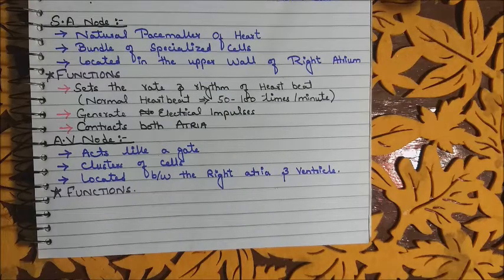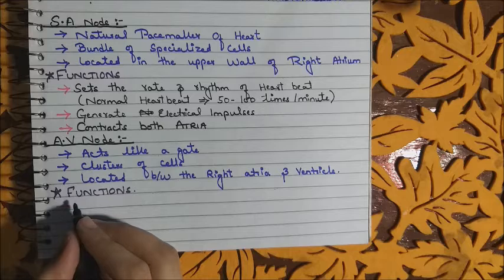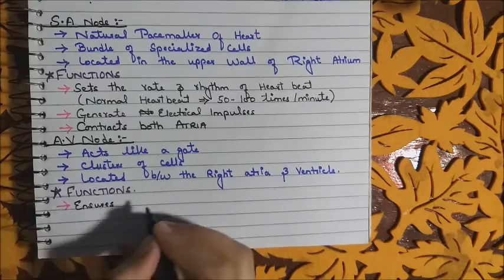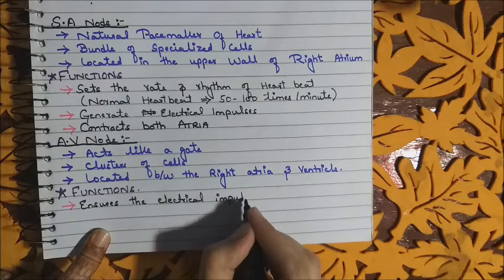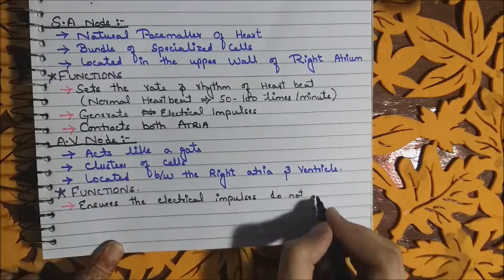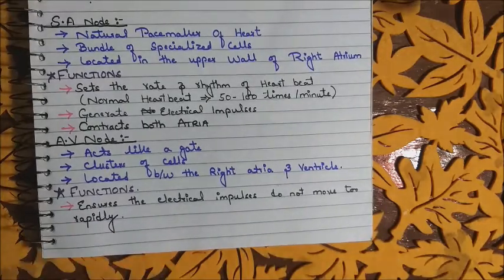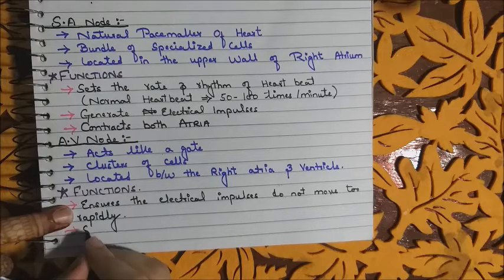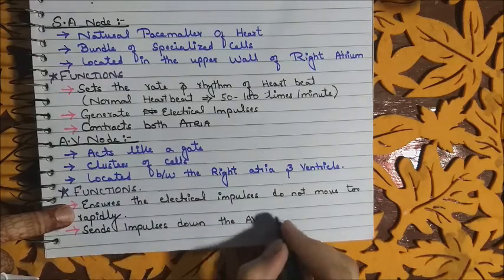So the two main functions of the AV node are: it ensures that the impulses do not move too rapidly, and the second main function of the AV node is to send the impulses towards the AV bundle, which is also known as the bundle of His. We will discuss the bundle of His in our next lecture.